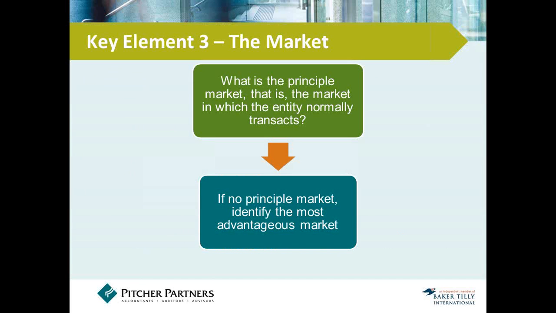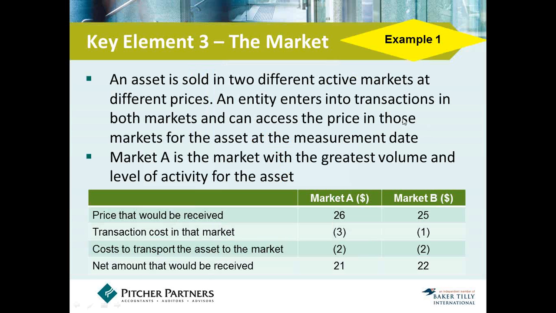So let's go back. If we look at the market, we start with what is the principal market? That is the market in which the entity normally transacts. If there's no principal market, and only if there's no principal market, do we go on and identify the most advantageous market. So the third element, the market, this is the time where you have to think with me, work with me. I'm inviting you to work with me.